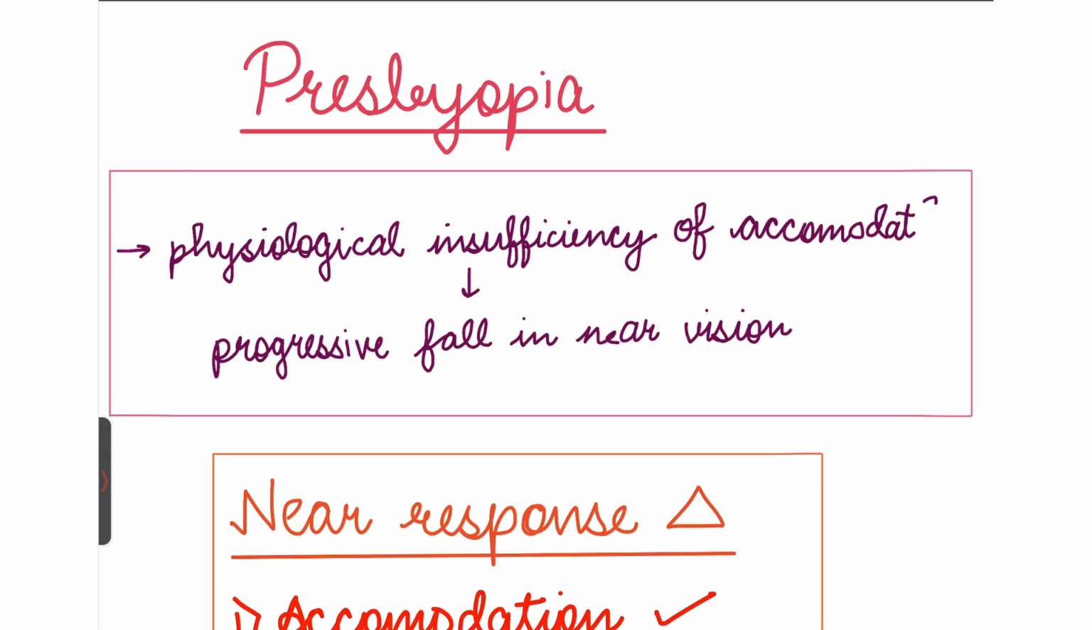Let's summarize presbyopia again. Presbyopia is a physiological insufficiency of accommodation which leads to progressive fall in the near vision. The cause was affecting the lens and the ciliary muscles. After that, we looked at the symptoms. We had three groups of symptoms. First was difficulty in near vision, second was asthenopic, and third was intermittent diplopia. After looking at the causes and symptoms, we looked at the treatment. The treatment was optical and surgical.